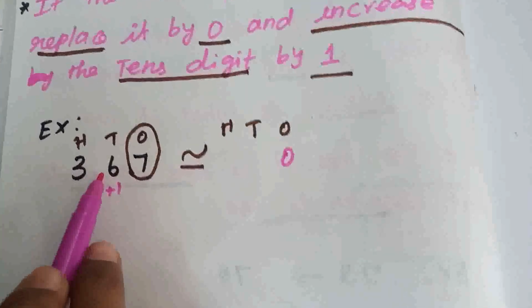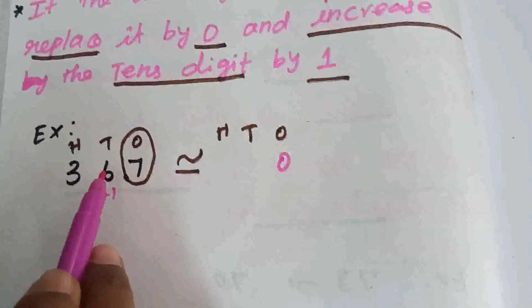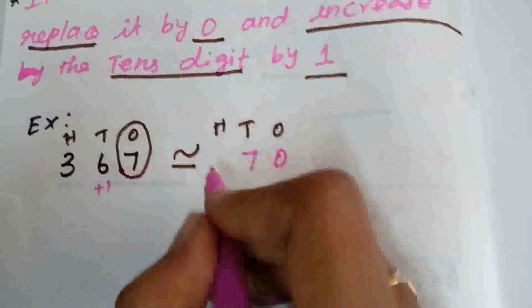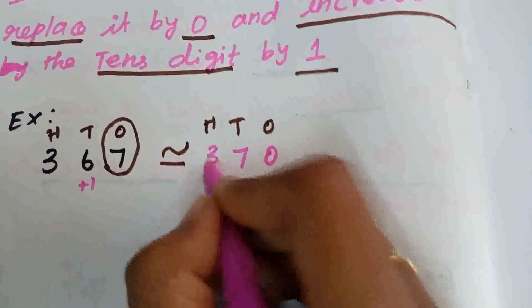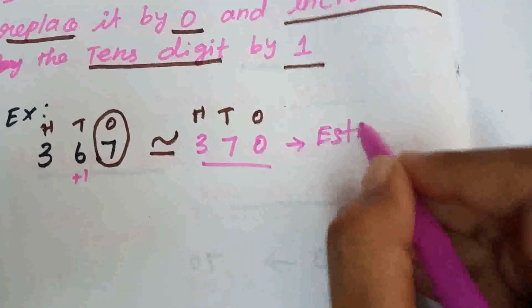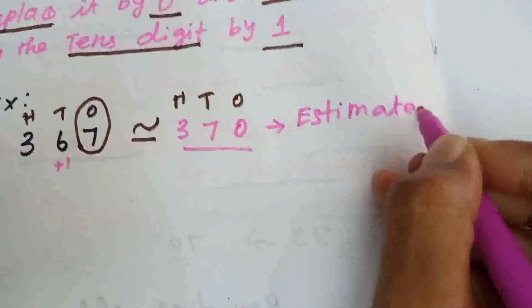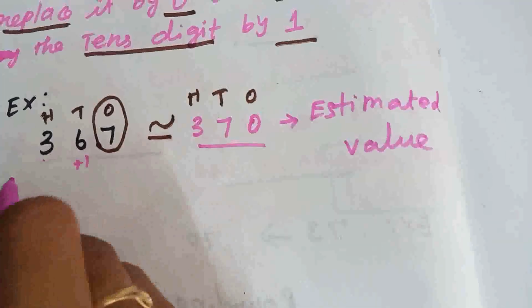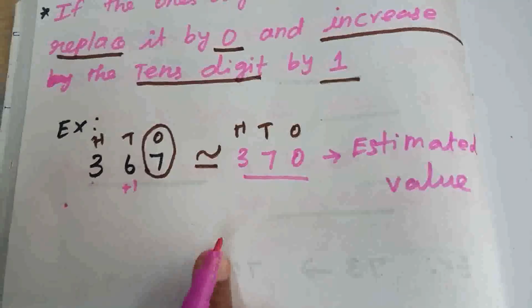Already here we have 6 and now I am going to add 1. So what will happen? 7. The remaining places write as it is. So hundreds place 3. This is the estimated value. This is the actual value. Okay, do you have any doubts?